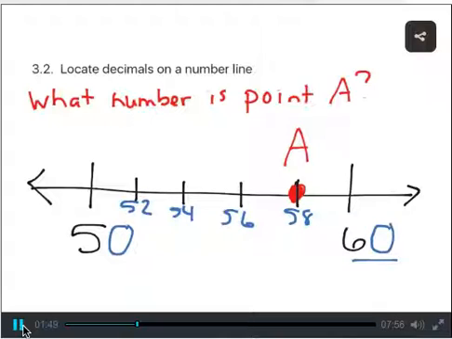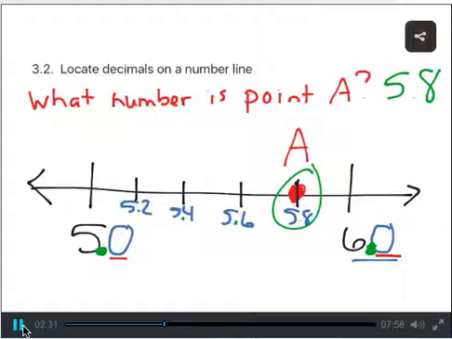The second part is when I added these zeros here, I don't want to change what the 5 is worth. The 5 and the 50 are two different numbers, so I have to put a decimal in right here, because the number 5 and the number 5.0 are worth the same amount. So I didn't change the number, I just changed what it looked like. I'm going to do the same thing on the 6.0, and with all my other numbers, 5.2, 5.4, 5.6, 5.8. Now I know the value of point A. It's 5.8.